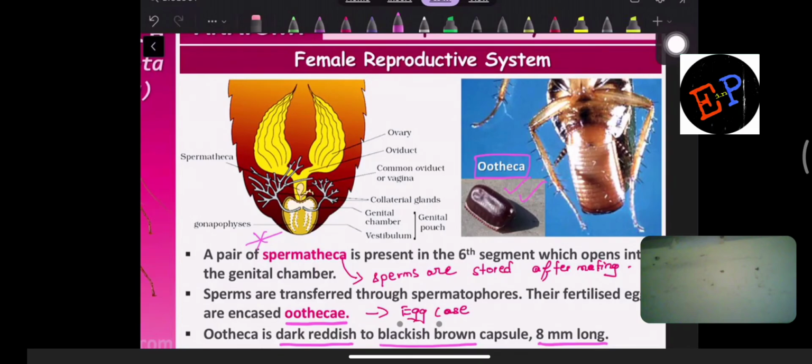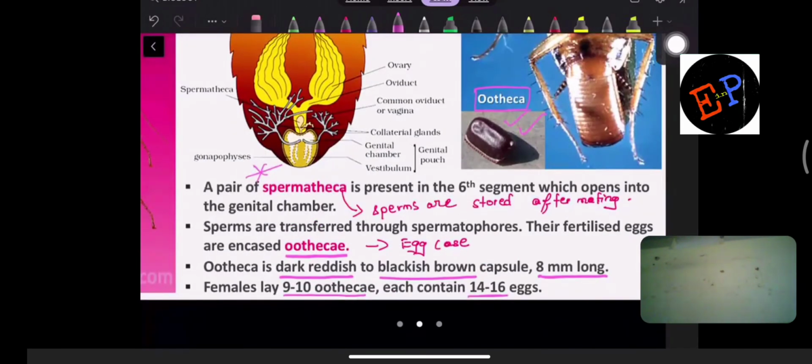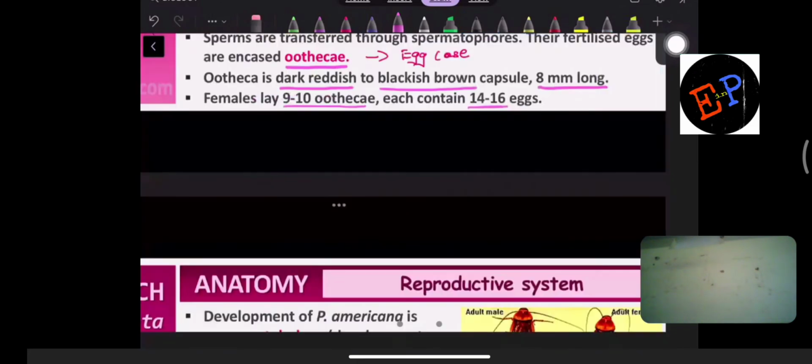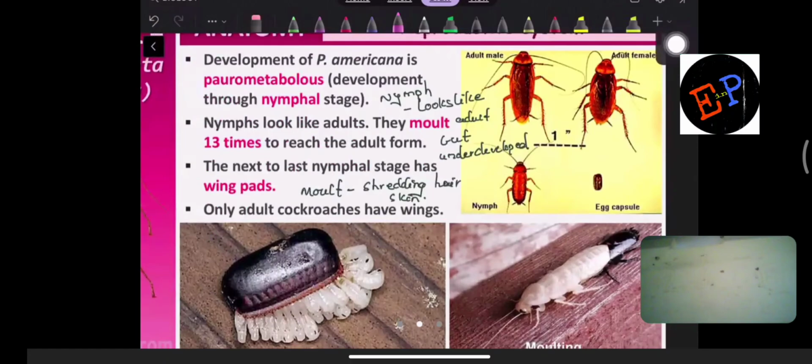And how many oothecae will be released? Nearly 9 to 10 oothecae will be released, and each ootheca may contain 14 to 16 eggs. So this is the structure of the ootheca, and each of them represents an egg, from which the nymphs will develop.